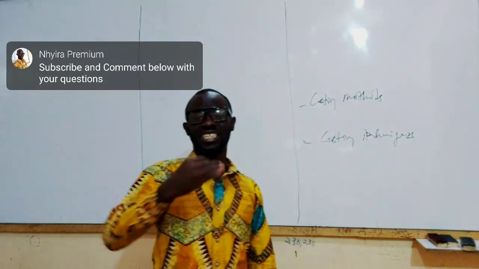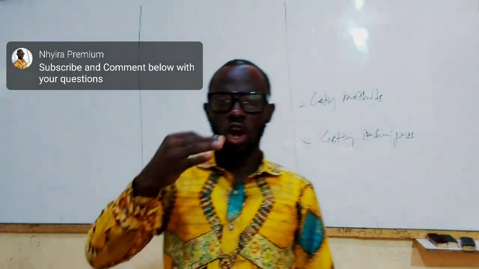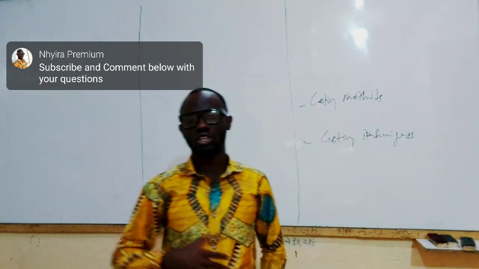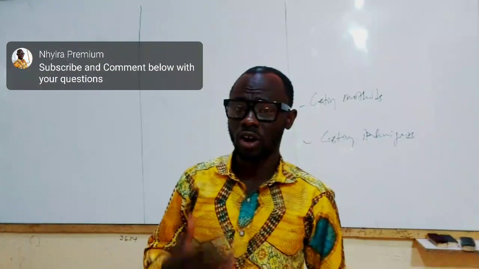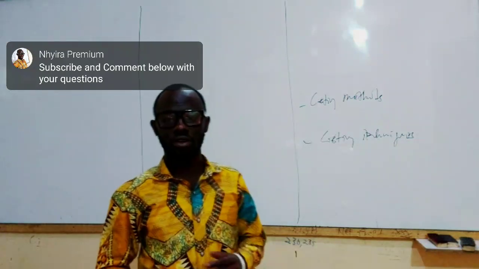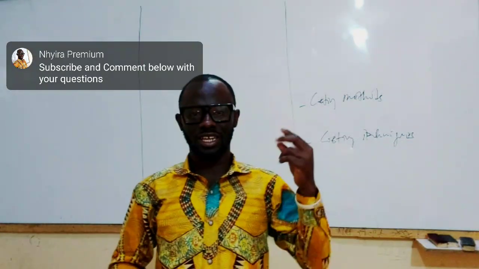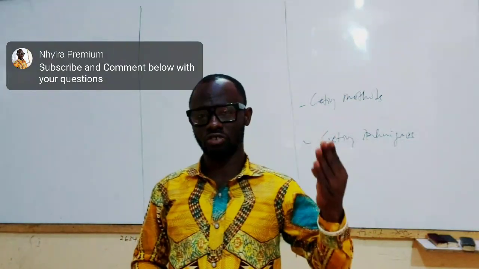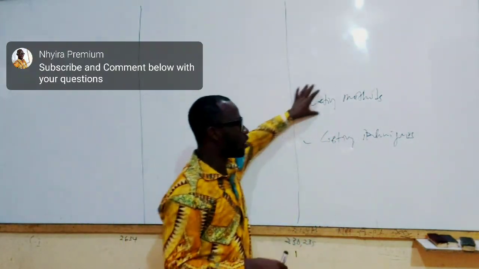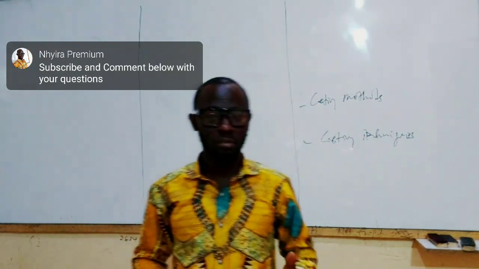But simply, costing methods, like the name suggests, are simply the methods used in the determination of the cost of a product or a service. So it is under the costing methods that we have things such as job costing, batch costing, process costing, contract costing, service costing, all right? All those things are under what is called the costing methods.